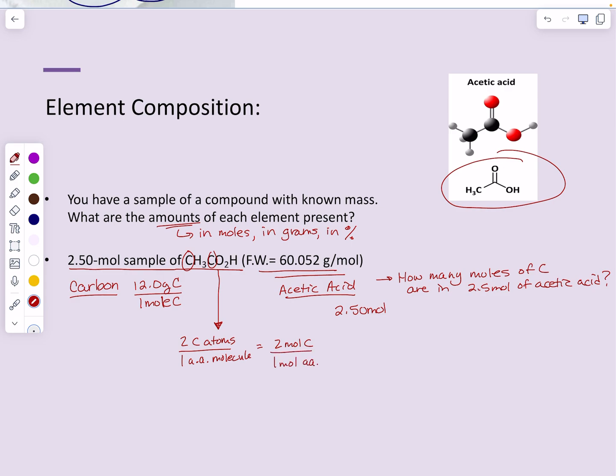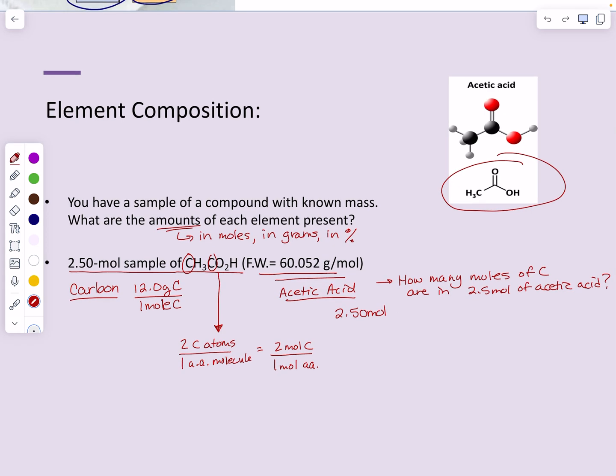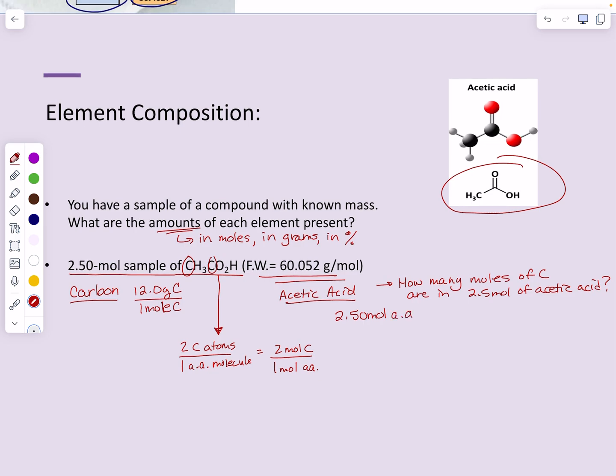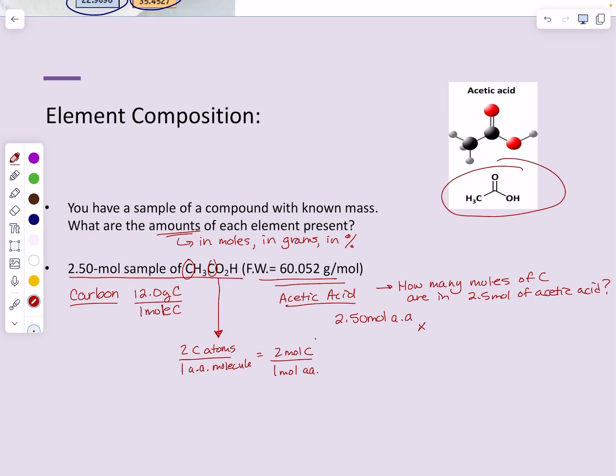All right? So we want to know moles of carbon. We have 2.5 moles of acetic acid. So we're going to use this relationship right here as is, because we want to find out moles of carbon, so that's the unit we want to wind up with. So we've got 2.5 times 2. Well, I can do that in my head, but probably not in front of a room full of people. So I have 5.0 moles of carbon.